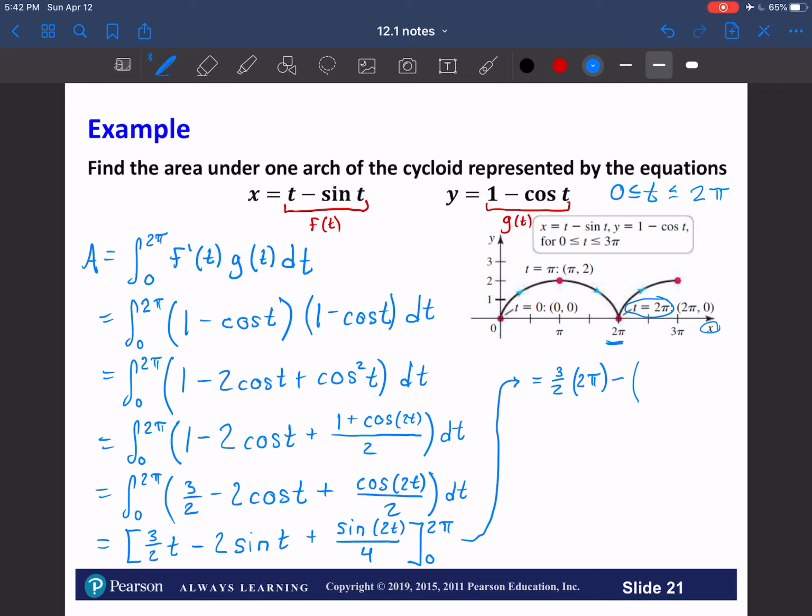So now, if we plug in 0, then all of these values will be 0, and we just get 3 pi. All right, and so our answer is that there are 3 pi units of area underneath this first arch of the cycloid. So that's this thing.